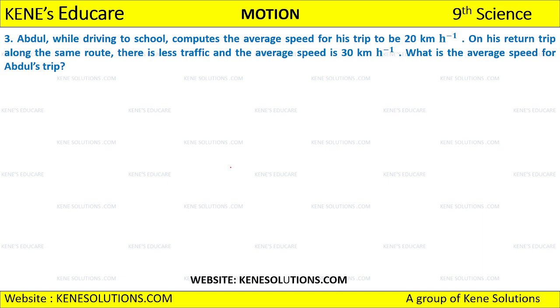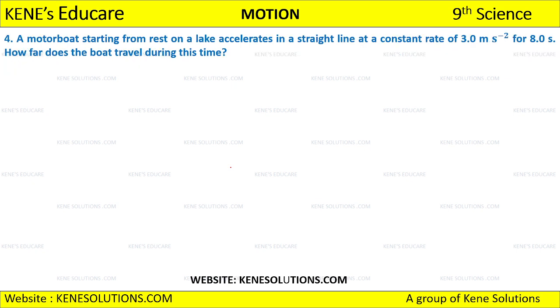So you will calculate the average speed by the formula that we have discussed, that is total distance traveled upon total time taken. And when you calculate it, you will get the average speed as 24 kilometers per hour. Okay, so you have to calculate that using the formula.